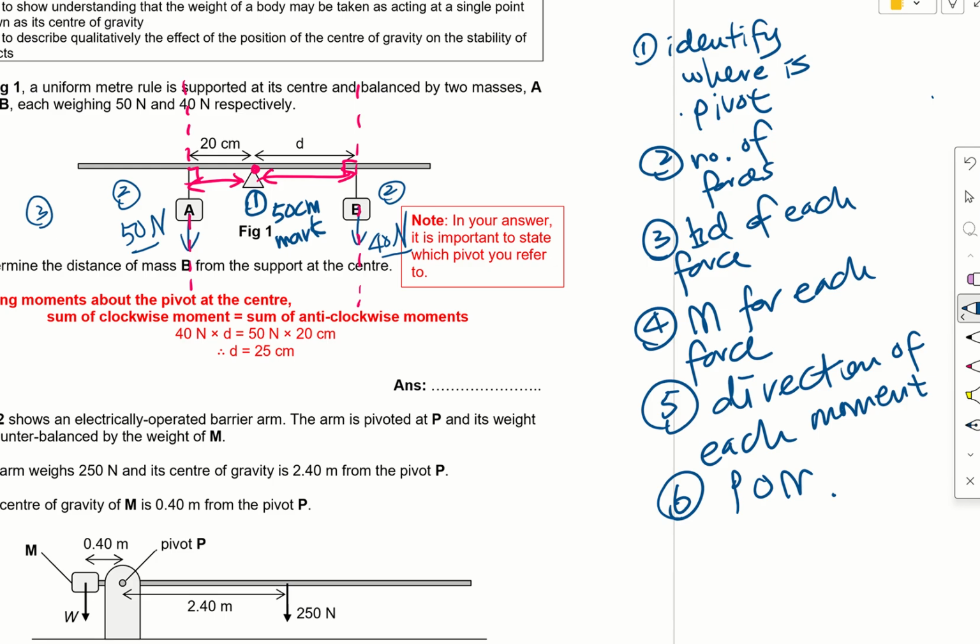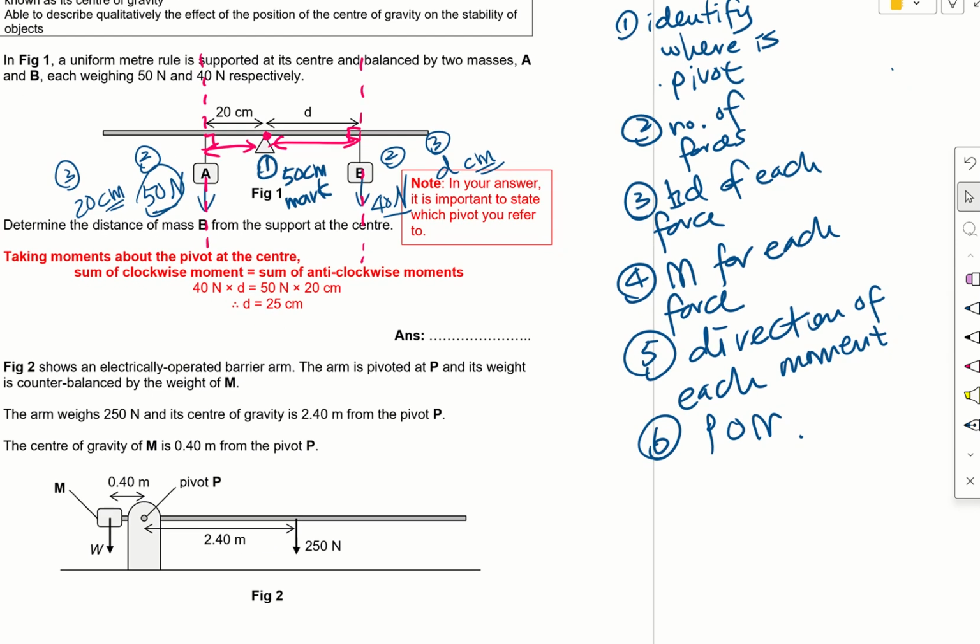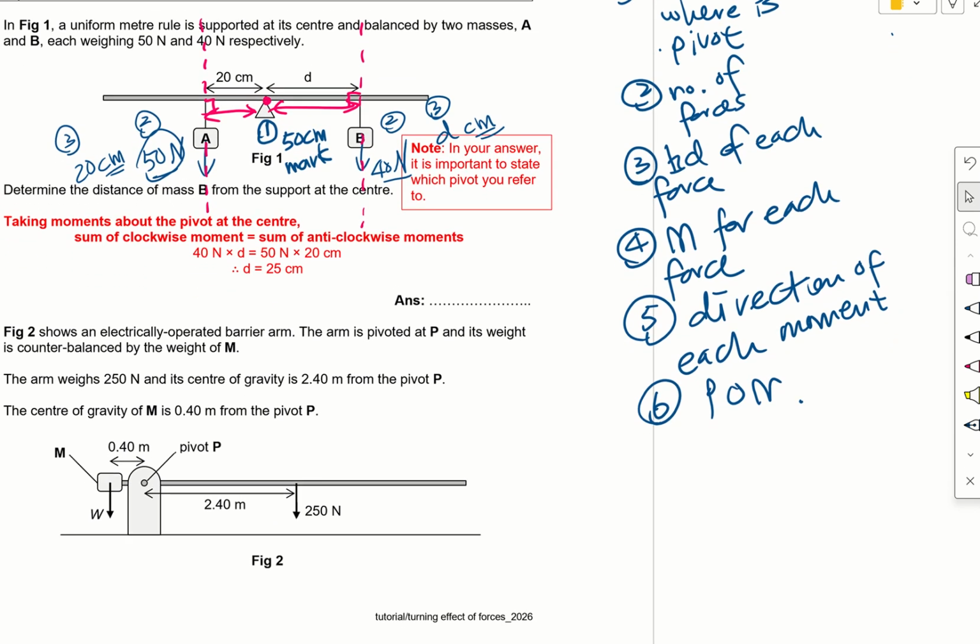For A, the force is 50 Newton, the perpendicular distance is 20 cm. For force of B, which is 40 Newton, the perpendicular distance is actually D. So I take it that is in cm, because then it will cancel out with the other side when we are doing the principle of moment. Okay, then you can calculate the moment for each force. Step 4 will be 40D. Step 4 for this side will be 1000 Newton cm.